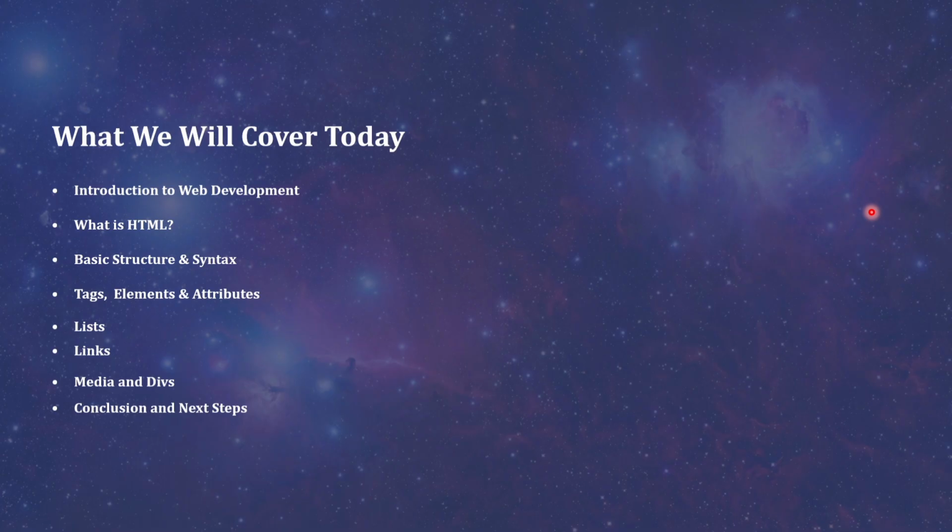So this is what we'll be covering in this video. Firstly, we'll have a quick introduction to web development and understand the client-server model. Next, we'll dissect the fundamental building blocks, looking at the basic structure and syntax, and clarify the difference between tags, elements, and attributes. Finally, we'll see some practical applications by learning how to use lists, links, and key layout elements like media and divs. So, let's get started.